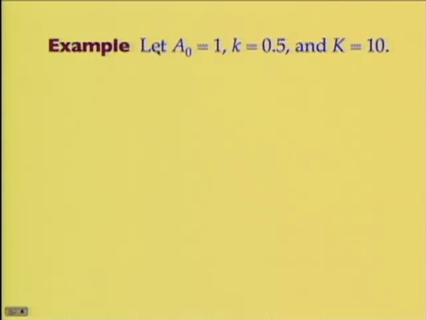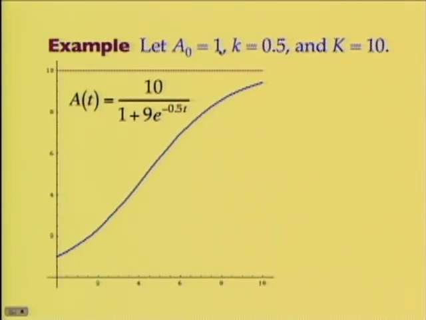Okay? So let me just quickly convince you that it does what I'm saying it does. I'll let the initial amount be 1, k be 0.5, and the highest amount be 10. If you graph this, you'll notice that here's 10, and as it gets closer to this 10, it's leveling off. I've filled in the blanks here, and sure enough, that curve is doing what I said it would do.